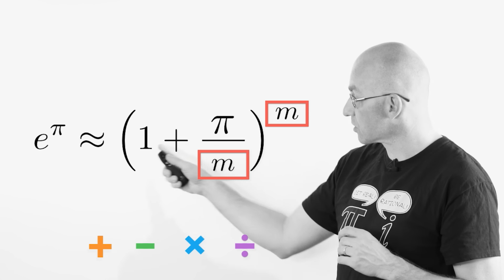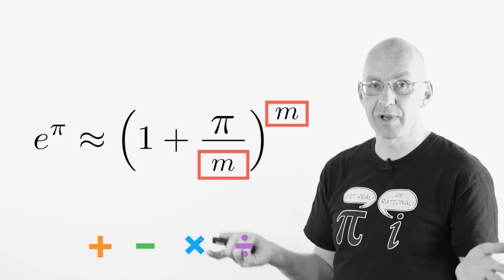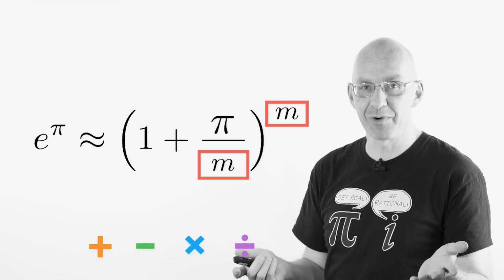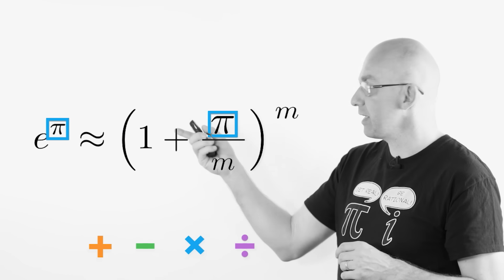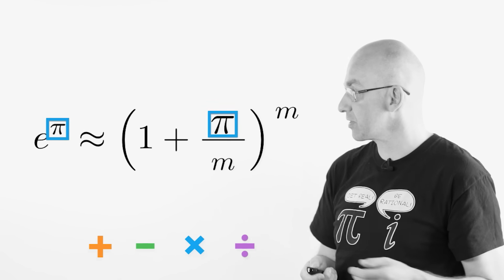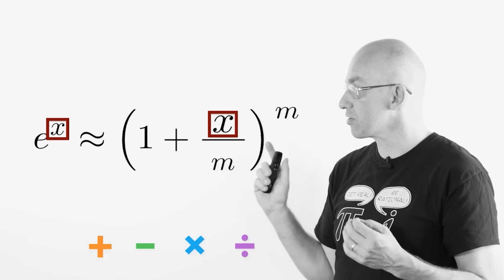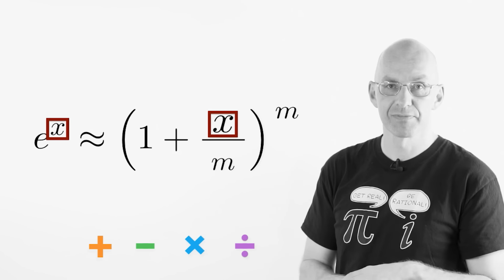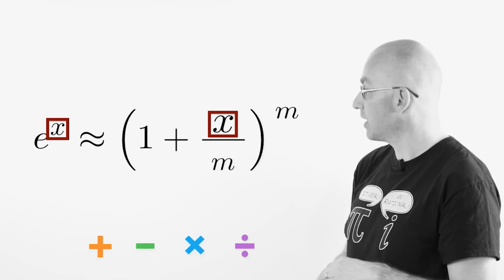But now we've just got addition, division, multiplication. That's all we have to do, right? Just a lot. But that's basically all we have to do. So, you know, getting there. And of course, the pi here stands for really any number whatsoever. So what we've done now is actually we've figured out how to calculate the exponential function. That's what we've just figured out. That's pretty good effort, right?